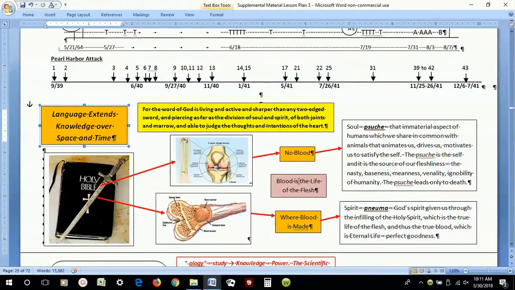The key point is, according to the ancient Hebrews, they understood blood as the life of the flesh. In fact, it says three times in the Old Testament, I know it says in Genesis, Exodus, and Leviticus, do not eat the blood with the flesh because the blood is the life of the flesh, right? So that's the understanding. Now, why that's important is the soul is compared to the joint, no blood. And the word for soul in Greek is psyche, which is that immaterial aspect of humans which we share in common with animals. That makes us no better than an animal, honestly.